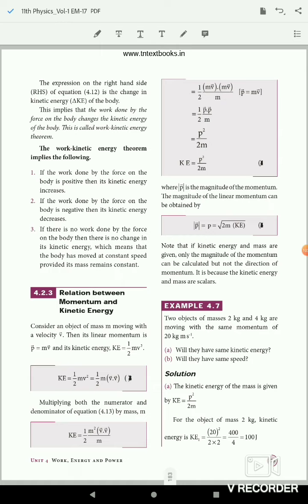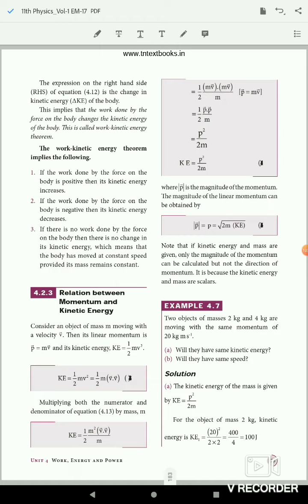If work done is positive, kinetic energy increases. If work done is negative, kinetic energy decreases. If the work done by the force on the body is negative, then its kinetic energy decreases. If there is no work done by the force on the body, then there is no change in kinetic energy, which means that the body has moved at constant speed, provided its mass remains constant.